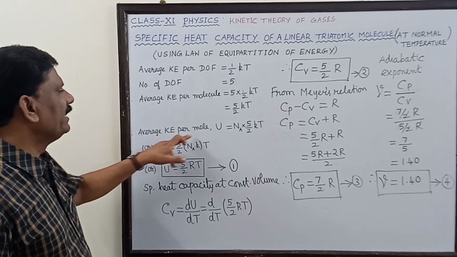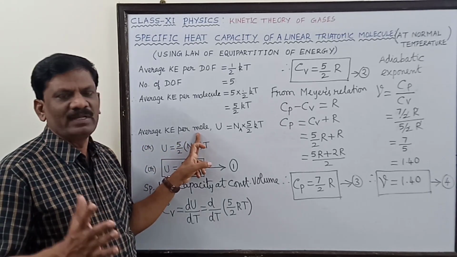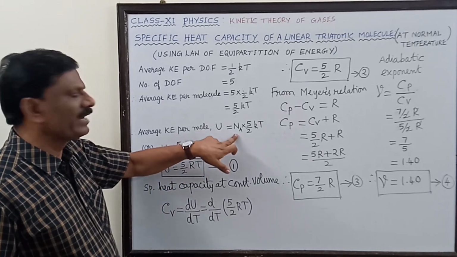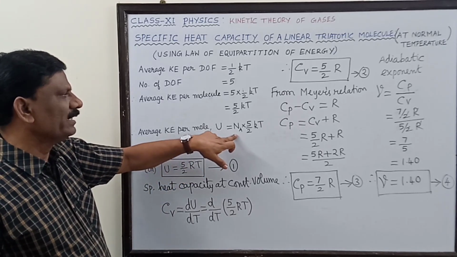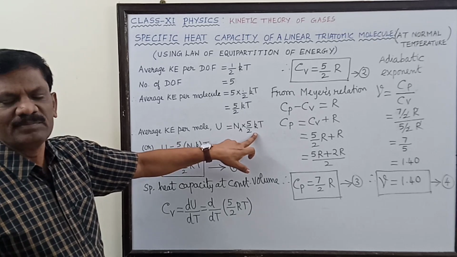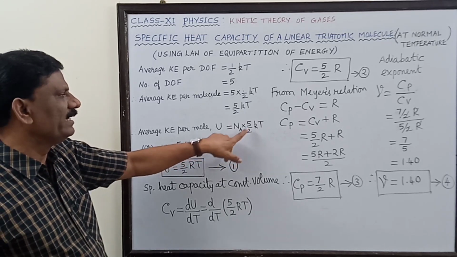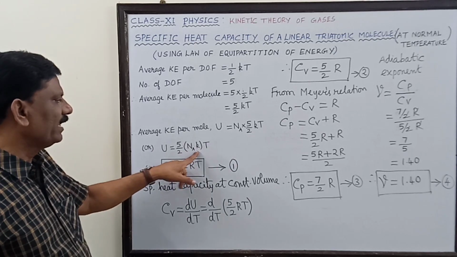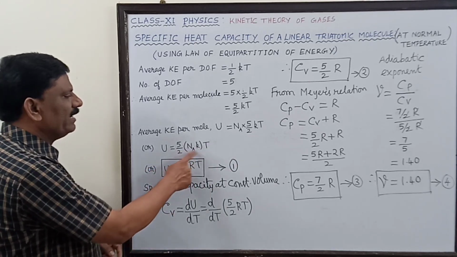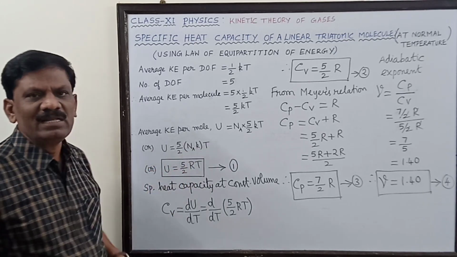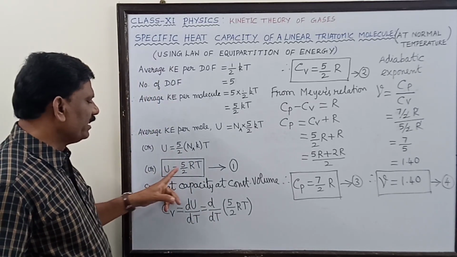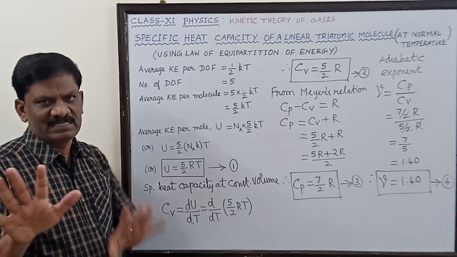Therefore, the average kinetic energy for 1 mole, that is Avogadro number of molecules, epsilon, equals Avogadro number multiplied by the average kinetic energy per molecule. So it is Na into 5 by 2 kT, or 5 by 2 into Na k into T. The product of Na and k is equal to the universal gas constant capital R. Therefore, epsilon equals 5 by 2 RT. This is the first step.